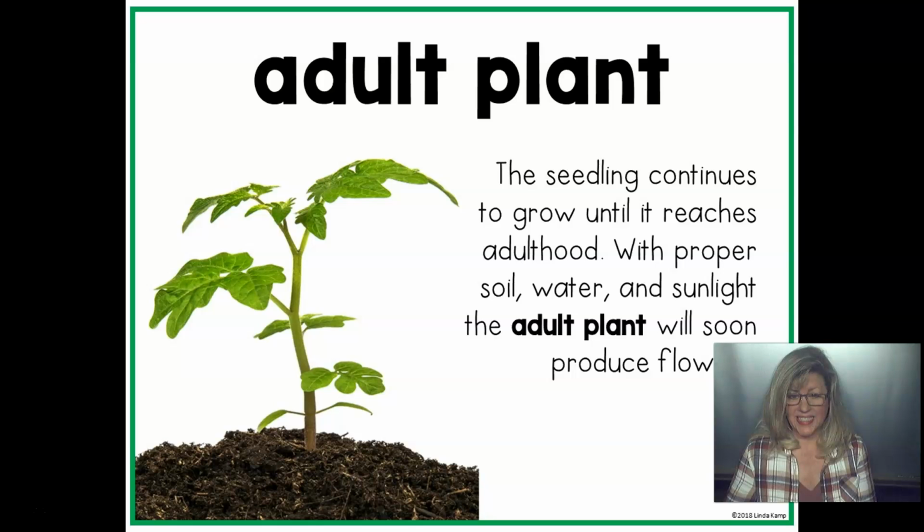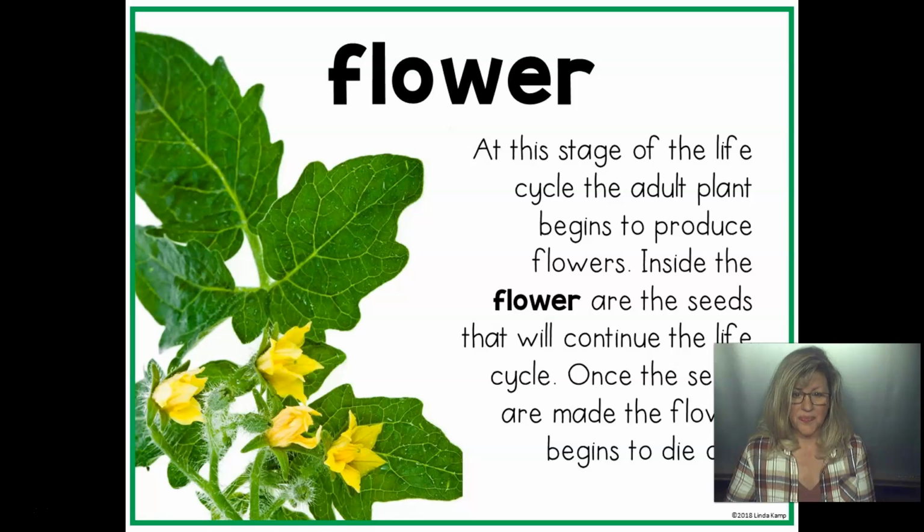Adult plant. The seedling continues to grow until it reaches adulthood. With proper soil, water, and sunlight, the adult plant will soon produce flowers. Flower. At this stage of the life cycle, the adult plant begins to produce flowers. Inside the flower are the seeds that will continue the life cycle. Once the seeds are made, the flower begins to die off.